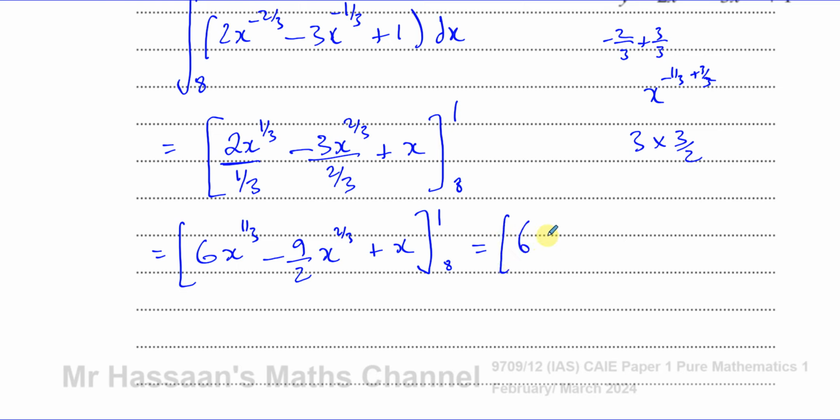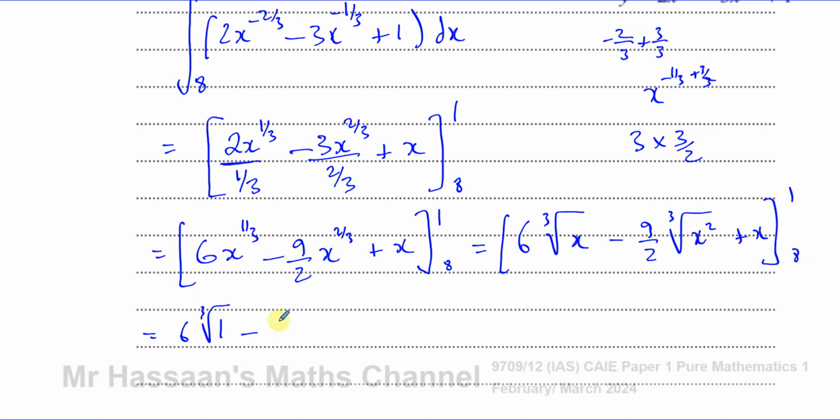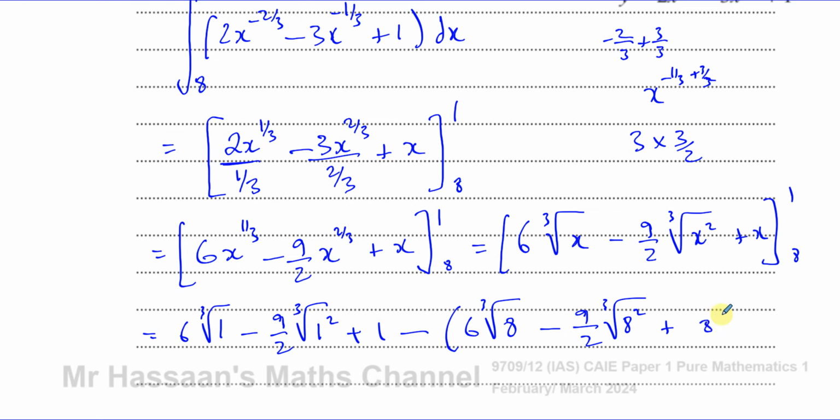This is like 6 times the cube root of x minus 9 over 2 times the cube root of x squared plus x, from 1 to 8. And now I'm going to put the limits in. So when I put 1 into here, it's going to be 6 times the cube root of 1 minus 9 over 2 times the cube root of 1 squared plus 1, minus, then I'm going to put 8 in here, so it's going to be 6 times the cube root of 8 minus 9 over 2 times the cube root of 8 squared plus 8.